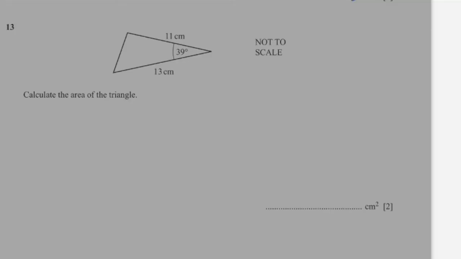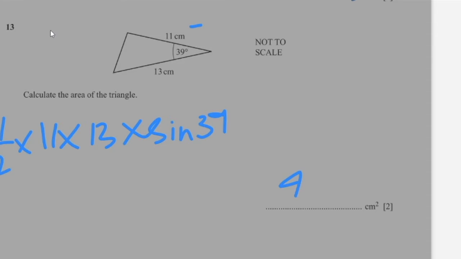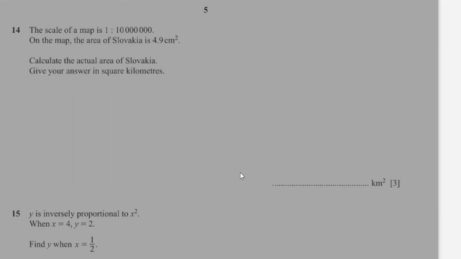Question 13. Calculate the area of the triangle. So I'll be using the sine formula here since we are given two sides with the included angle between them. So we have half into both of the sides and sine 39, which is the included angle. And so we get our answer as 45 centimeters squared. Question number 14. The scale of a map is 1 to 10 million. On the map, the area of Slovakia is 4.9 centimeters squared. Calculate the actual area of Slovakia. Give your answer in square kilometers.